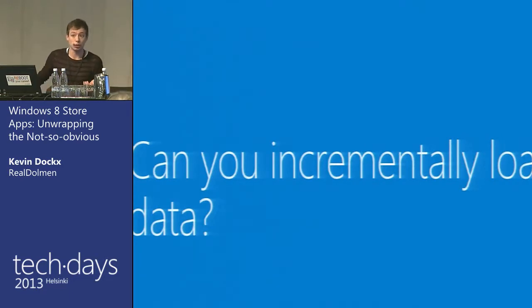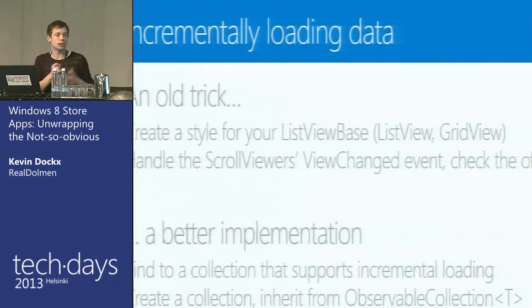Okay, now can you incrementally load data? So, of course, in other applications, we have paging. And typically have a grid view with some paging on it, a data grid, let's say, with some paging. As the design guidelines here state that you should use horizontally spanning grids as much as possible, or rather when applicable. We need another way to get paging on that one. Or rather, we need another way to incrementally load this data. And there's an old trick for this. Something we've used a lot in the past.